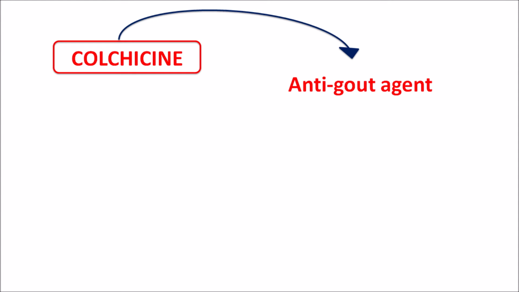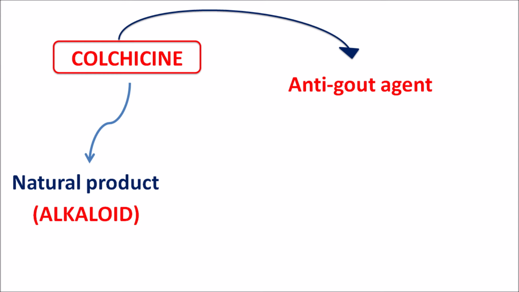What is this drug colchicine? Colchicine is one of the anti-gout agents. This drug can be used both for prophylaxis as well as treatment of gout. But for the treatment, this drug is considered a second line agent. It is a natural product belonging to the alkaloid category, derived from the crocus plant, which is biologically known as Colchicum autumnale.